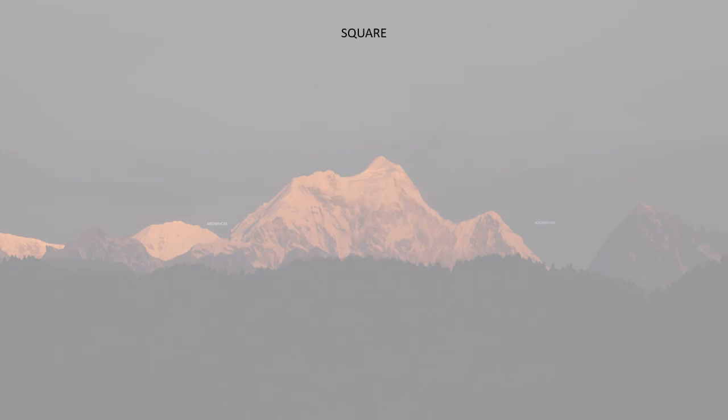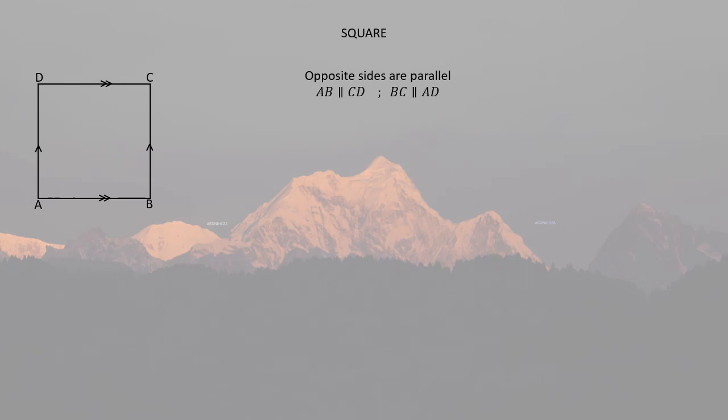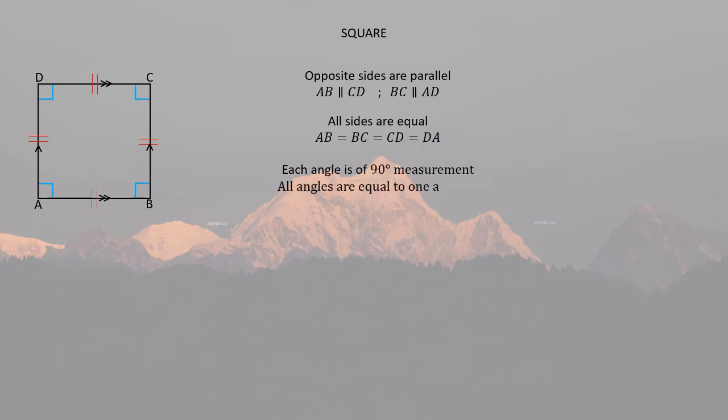Let us consider a square ABCD, which is also a parallelogram. AD is parallel to BC and CD is parallel to AB. So we can write this. Likewise, all the sides in a square are equal. So AB equals BC equals CD equals DA. Here each angle is of 90 degree measurement. So all the angles are equal to one another, that is 90 degrees each.